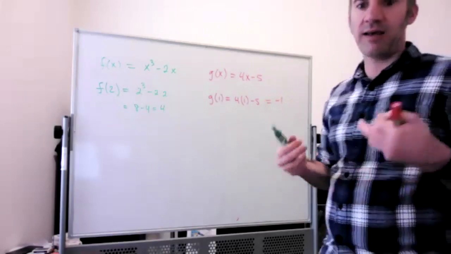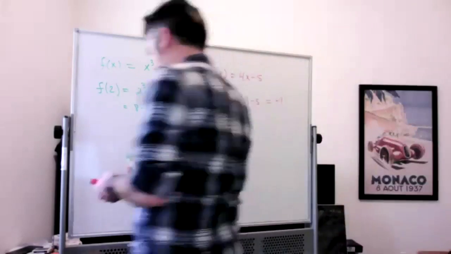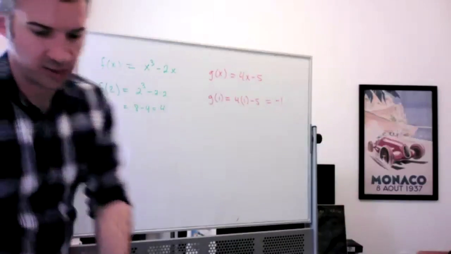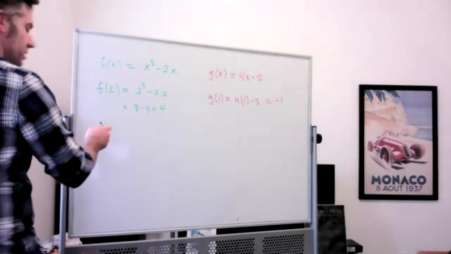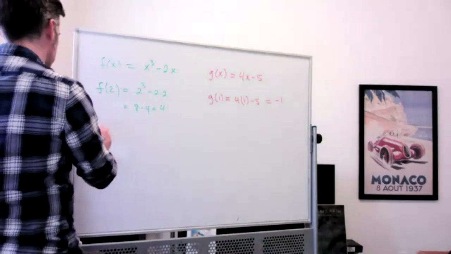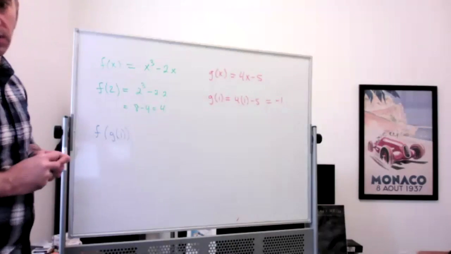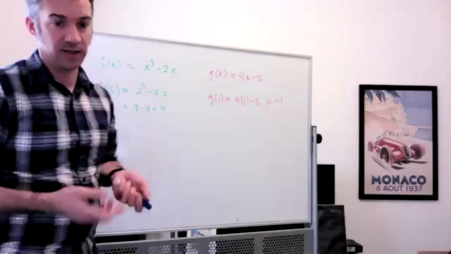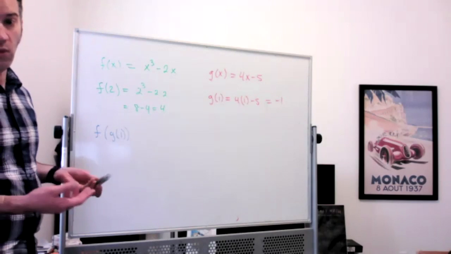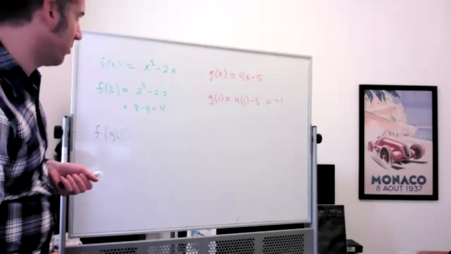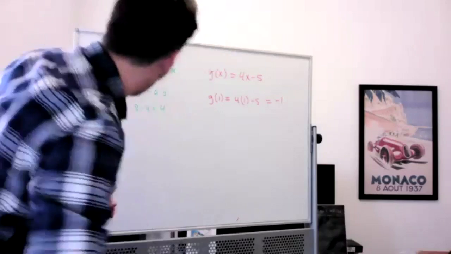But then I can find compositions of functions, meaning I can ask something like, what is f of g of 1? And typically, I feel like the easiest way to find something like this, f of g of 1, is to first figure out what the inner part is. So f of g of 1, well, we know what g of 1 is. G of 1 is negative 1.